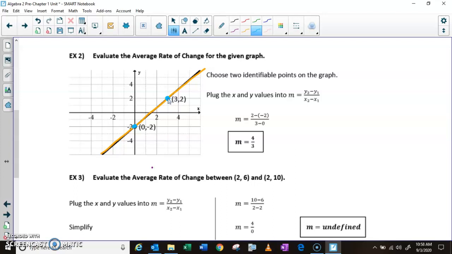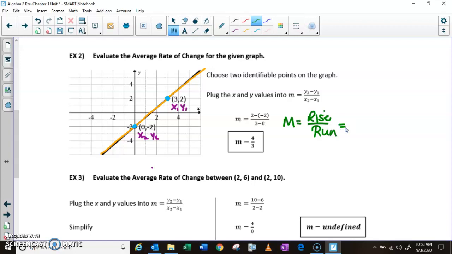We can call each point, if we would like, as we had done in the previous example, x1, y1 and x2, y2. And we can apply the formula y2 minus y1 over x2 minus x1, and we can find our slope by substituting into our formula. However, there is another way. We can use that concept for slope as rise over run. And most of us, given a graph, would probably choose this formula.